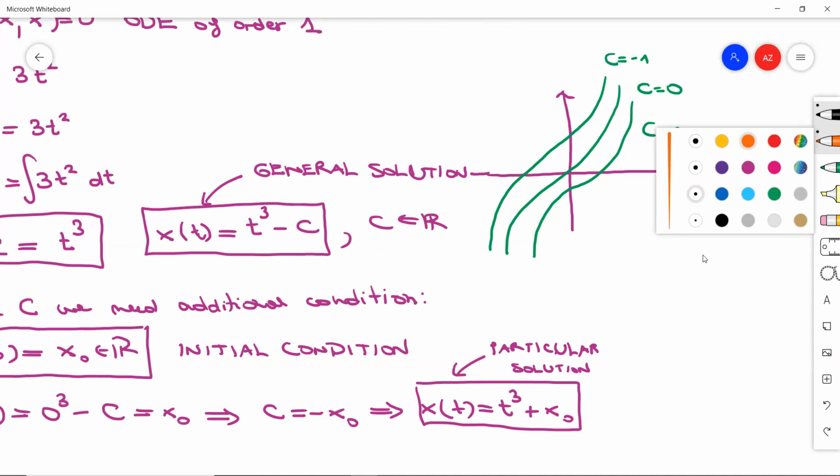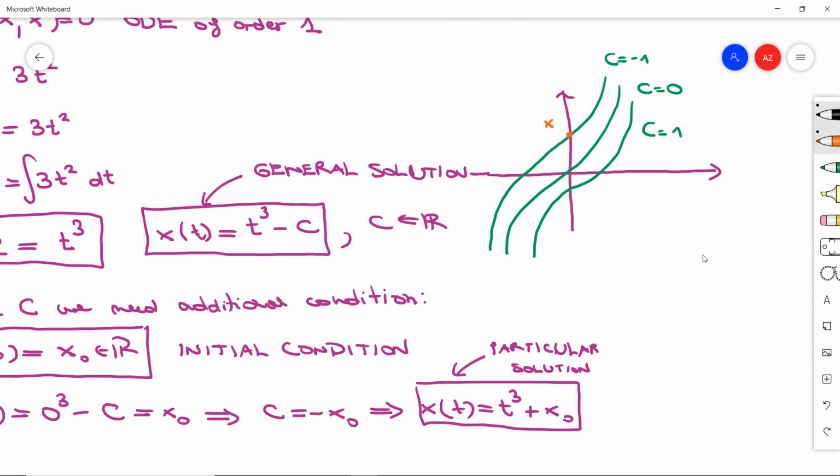in our case, we knew that at time t naught, the value was x naught. Let's say that the value was here, x naught. Out of those solutions, this one is the one which satisfies our initial condition. So particular solution means that we pick exactly one solution out of our family of all possible solutions.